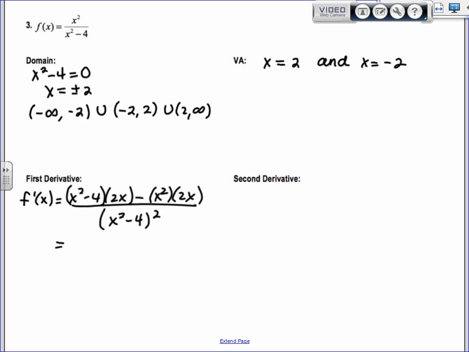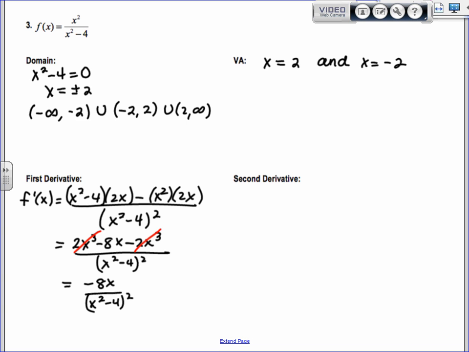All right, so anyway, I'm going to multiply the 2x in. So I'm going to get 2x cubed minus 8x minus 2x cubed all over x squared minus 4 squared. So the 2x cubes go away. So we have negative 8x over x squared minus 4 squared.